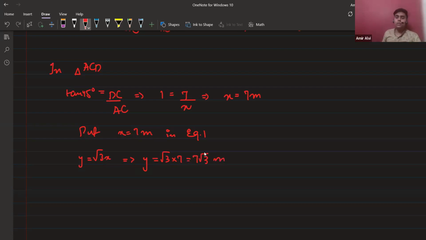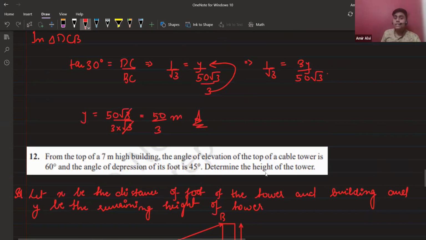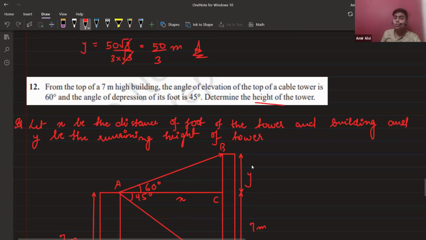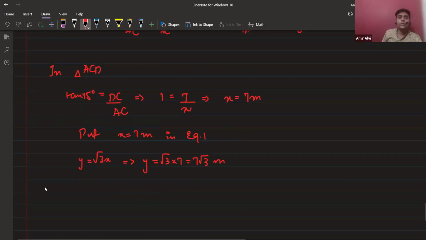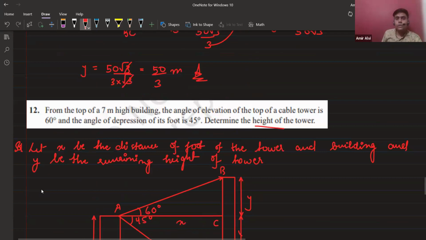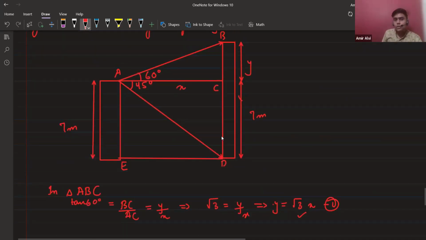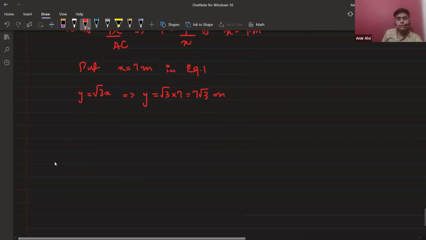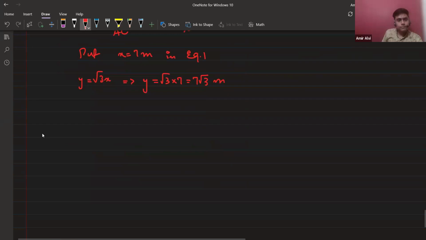Are we done with the question? No, it's asking the height of the tower. We have got only the remaining height of the tower. We should add both. Yes, very good. So BC can be written as BC plus CD. BD is the height of the tower. So BD equals BC plus CD.